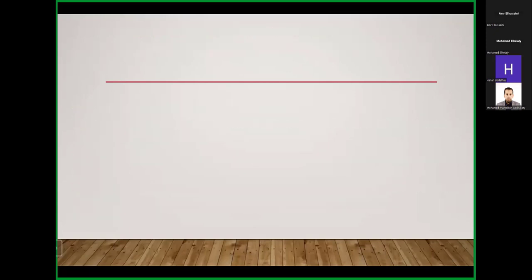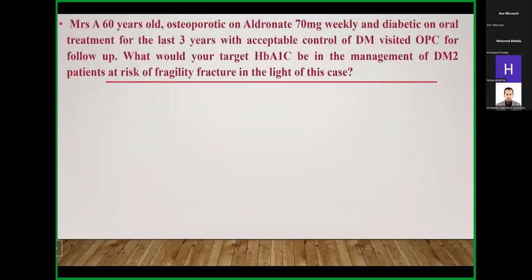The next question. Mrs. A is a 60-year-old osteoporotic on alendronate 70 milligram weekly and diabetic on oral treatment for the last 3 years with acceptable range of control of diabetes, visited an outpatient clinic for follow-up. What would your target of A1C be in management of type 2 diabetes in a patient at risk of fragility fracture in the light of this case?